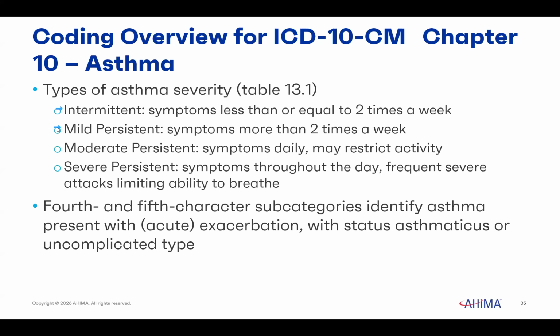Mild persistent, more than 2 times a week. Moderate persistent, daily symptoms. Severe persistent, several symptoms throughout the day, frequent severe attacks, right? And the 4th and 5th characters identify whether it's present with acute exacerbation and with status asthmaticus or uncomplicated type.